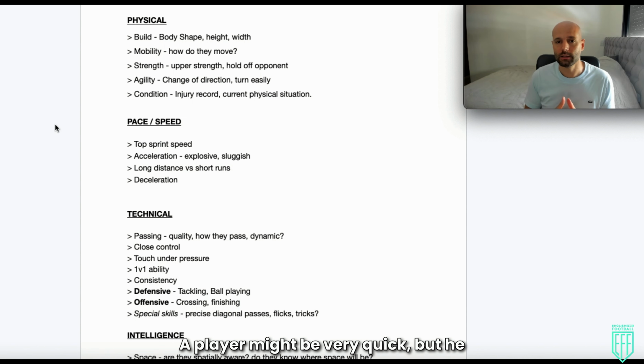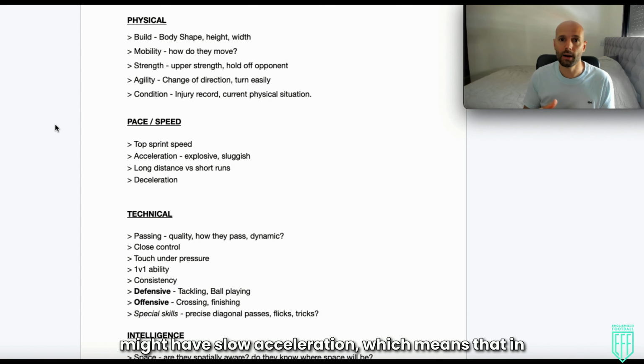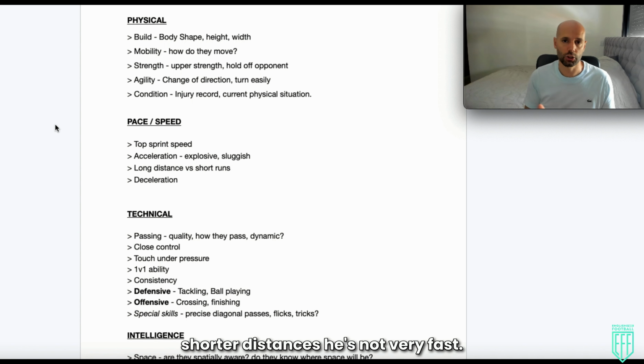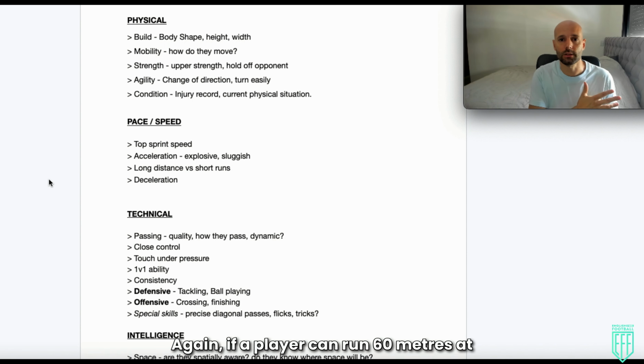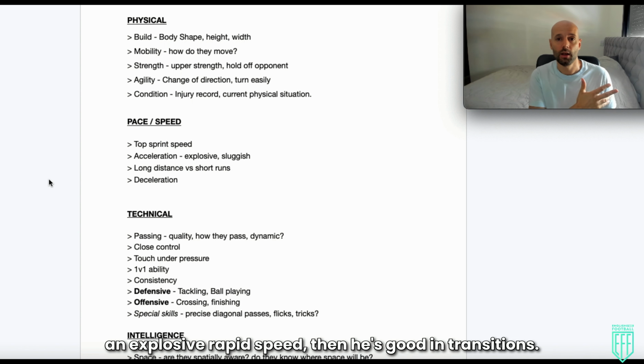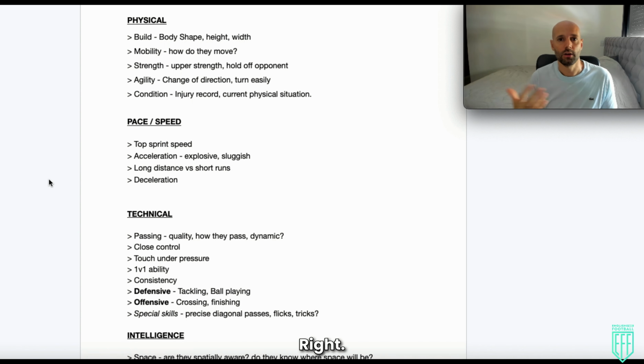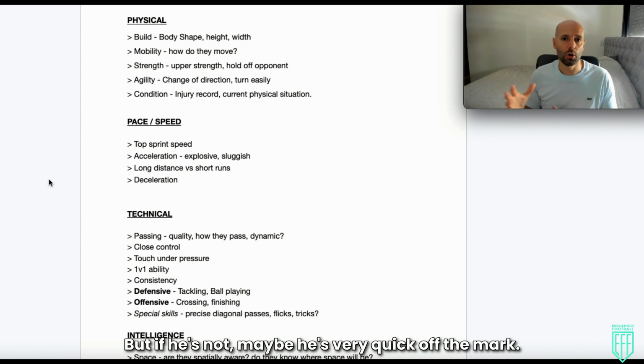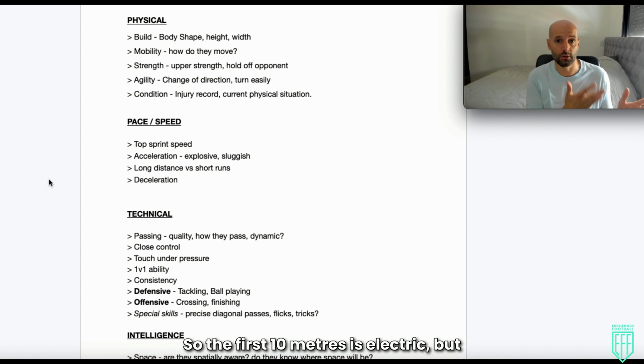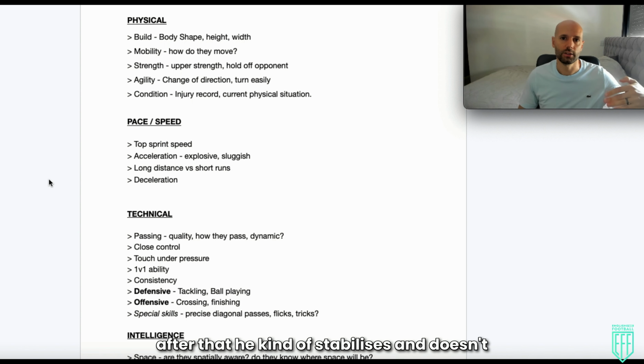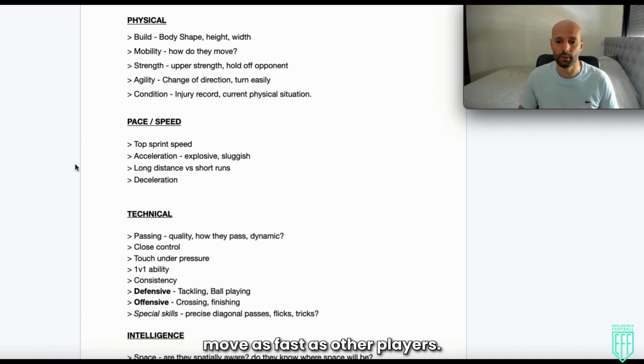A player might be very quick, but he might have slow acceleration, which means that in shorter distances, he's not very fast. So we need to pay attention to that. Long distance versus short runs. Again, if a player can run 60 meters at an explosive rapid speed, then he's good in transitions, right? Or getting in behind. But maybe he's very quick off the mark, so the first 10 meters is electric, but after that he kind of stabilizes and doesn't move as fast as other players. So we need to be specific with this as well.